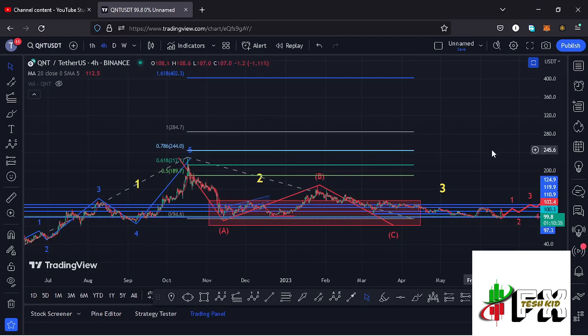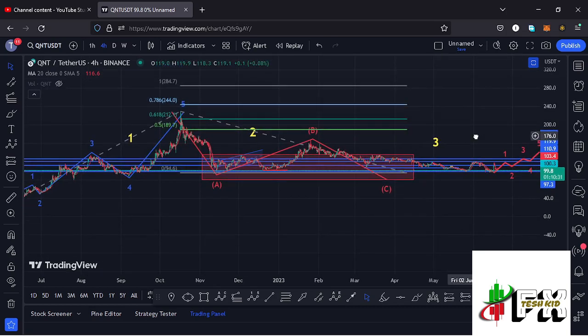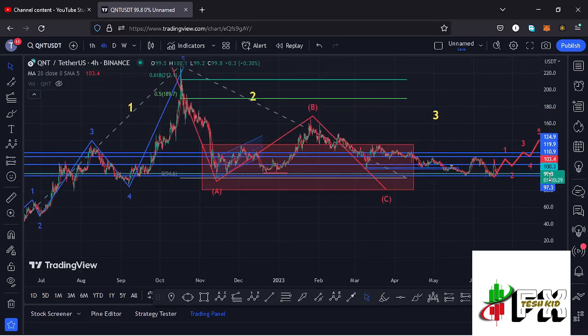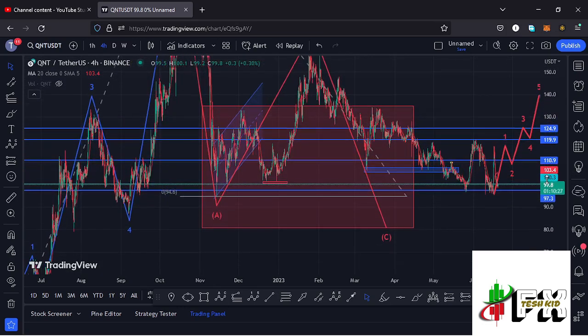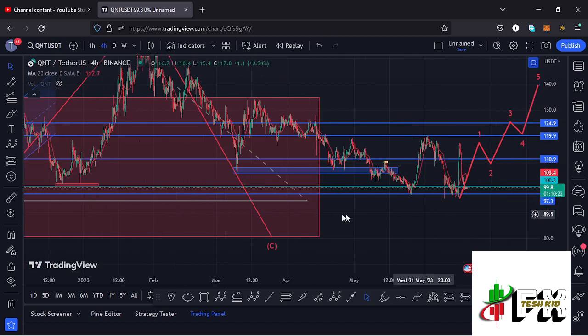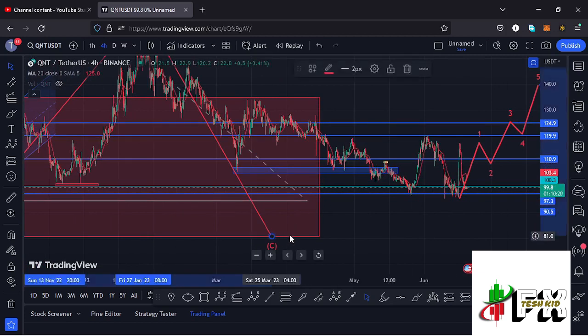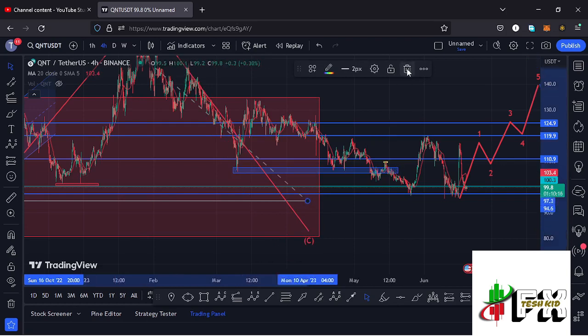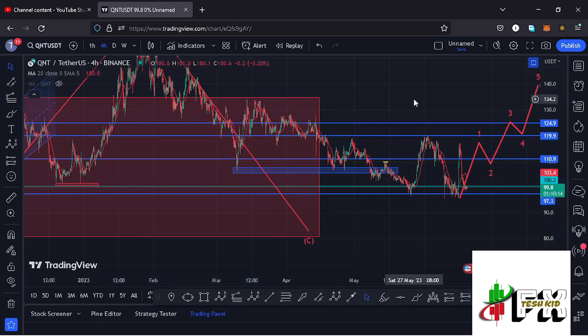So those are the moves that I'm keeping my eyes on here on the Quant chart. Continue watching those significant areas of support and also areas of resistance, because a break below significant areas of support will be suggesting one more leg down in the formation of this wave C before we can start our impulsive move in the formation of that wave 3.